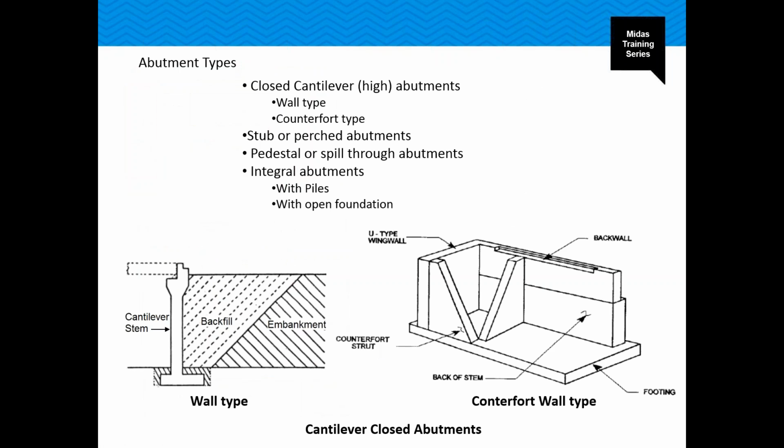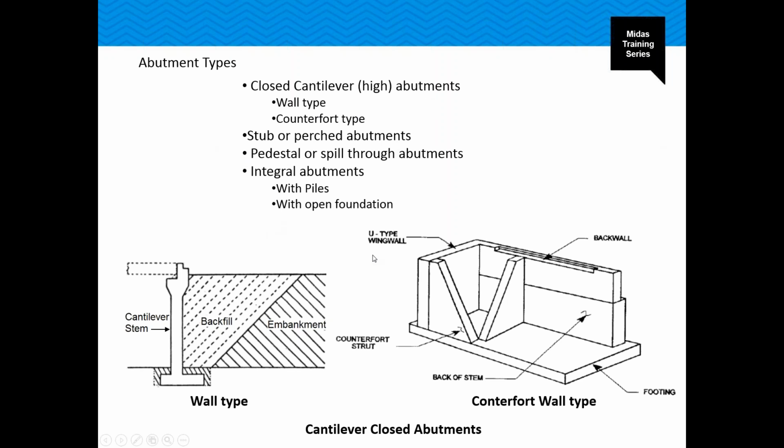So moving on to the types of abutments. The first one is the closed type or high abutments, which can be of wall type and counterfort type. The second type is stub abutment or perched abutment. The third type is pedestal type or spill-through abutments. And the fourth type is where the superstructure and substructure are integrated with each other, the integral abutments.